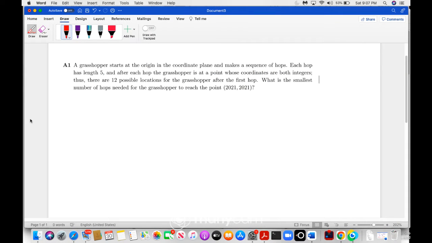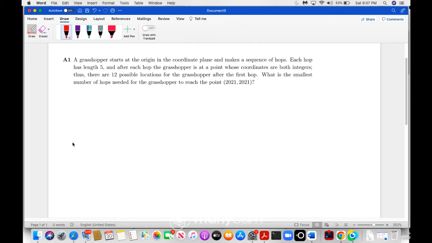Hey folks, so what I have here is a problem from the 2021 Putnam exam. This is problem number 1 from session A. And it says the following.